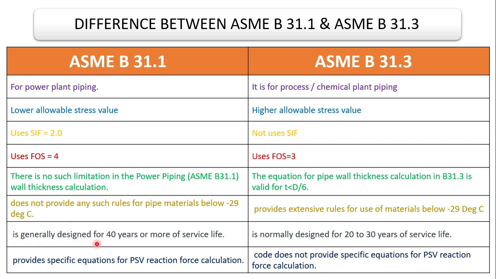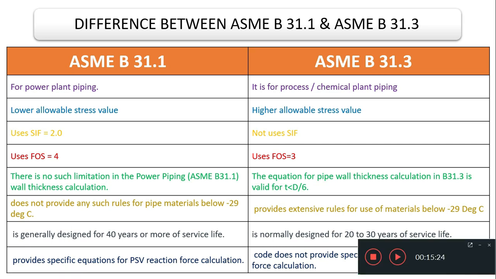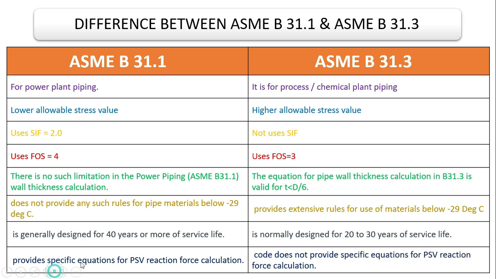B31.1 is generally designed for 40 years or more of service life. That is the power plant. And ASME B31.3 is normally designed for 20 to 30 years of service life for the process plant. B31.3 provides a specific equation for PSV reaction force calculation, while the B31.1 code does not provide specific equations for PSV reaction force calculation.